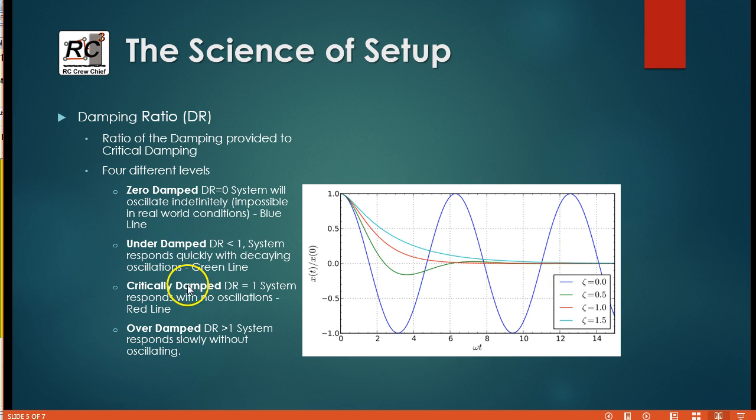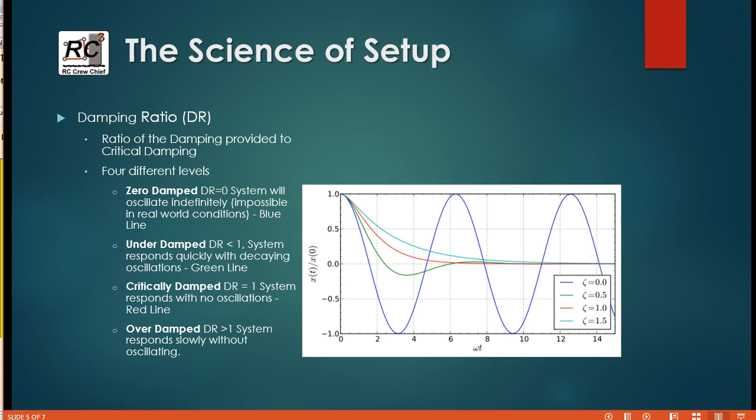The critically damped means that the system responds quickly but with no oscillations. So it just goes from the initial position to the final position relatively quickly, but does not have any oscillations. And then there's what's called overdamped, where the system responds similar to the critically damped, but with a much slower response before it finally gets to where you want it to be.